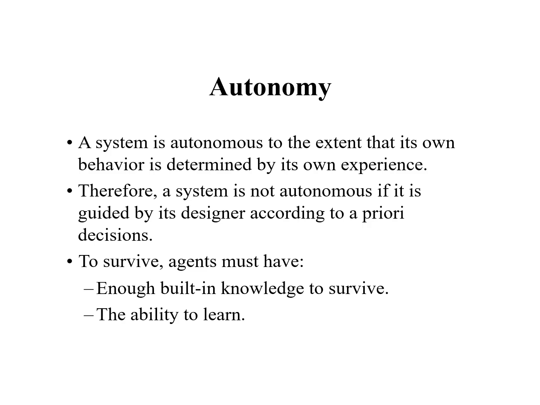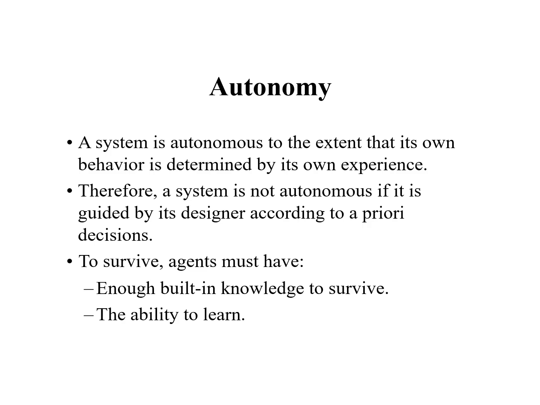Autonomy. A system is autonomous to the extent that its own behavior is determined by its own experience. That is, it is a self-made system. Like it can do whatever it wants to do. If a problem is given, it finds the solution on its own, based on its own acquired experience, or experience that is acquired by previous solutions that have been solved by it.